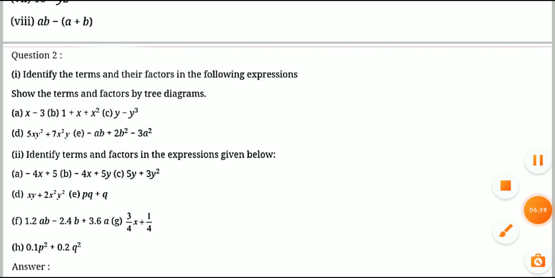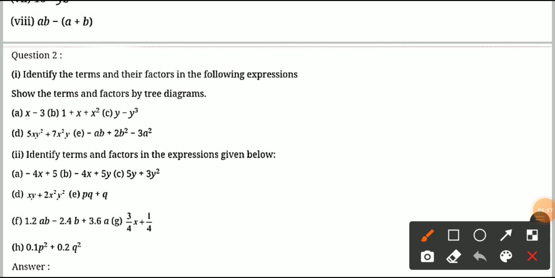Now see the second one. 1 plus x square.